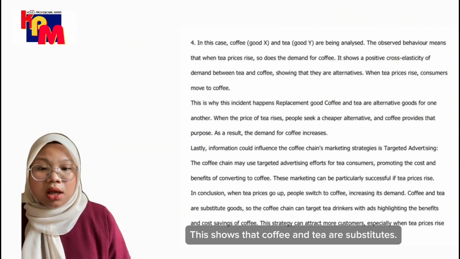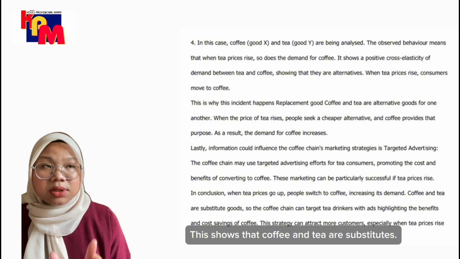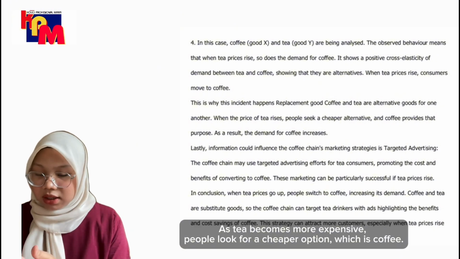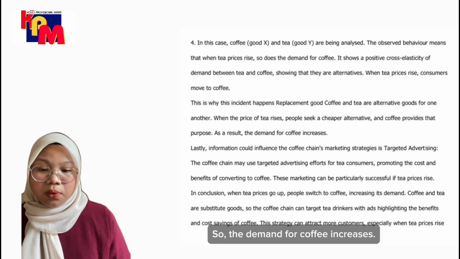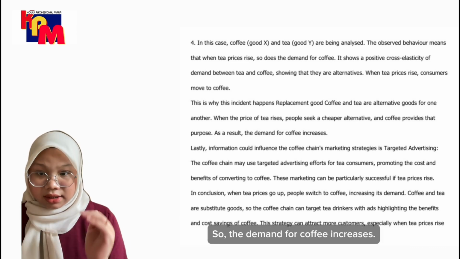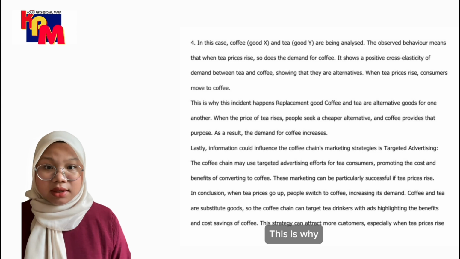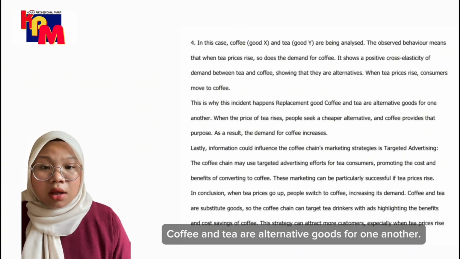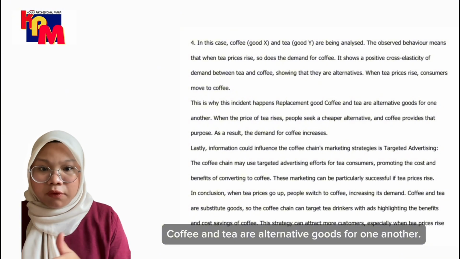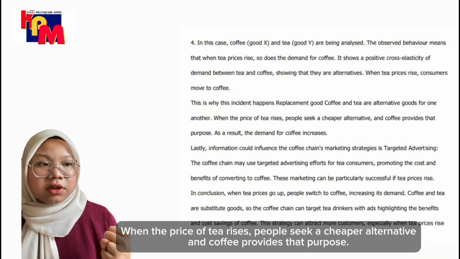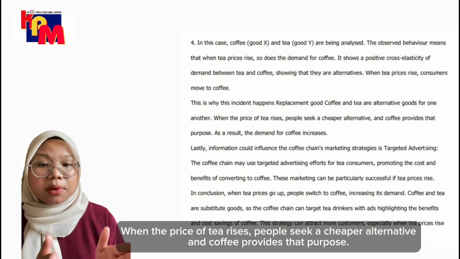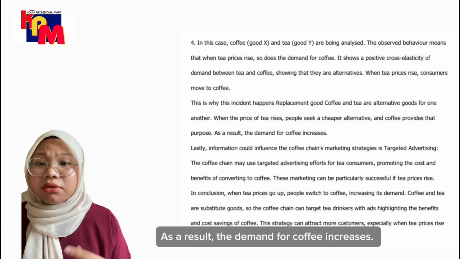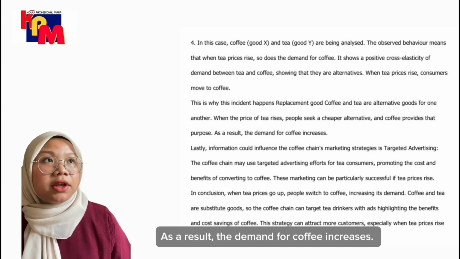This shows that coffee and tea are substitutes. As tea becomes more expensive, people look for a cheaper option, which is coffee. So the demand for coffee increases. This is why this happens: replacement goods. Coffee and tea are alternative goods. When the price of tea rises, people seek a cheaper alternative, and coffee serves that purpose. As a result, the demand for coffee increases.